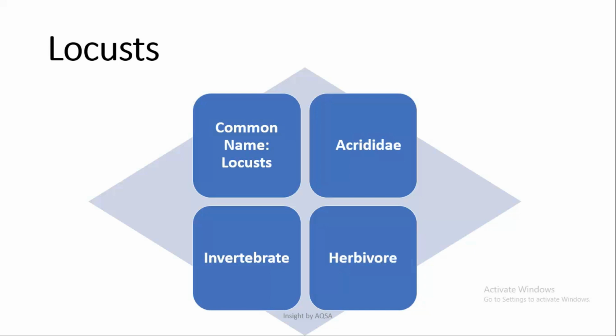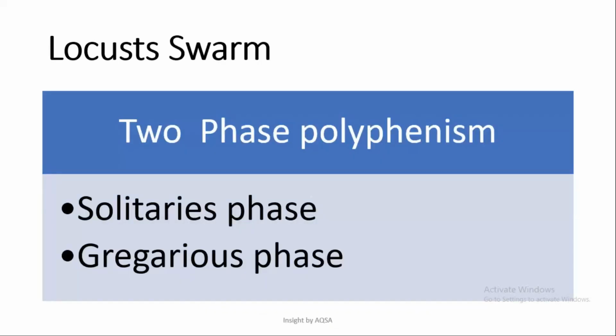Locusts are grasshopper-like insects that belong to the Acrididae family. These grasshopper-like insects are herbivores and invertebrates. These insects have a potential migration ability due to strong wings. These locusts have a characteristic phase alternation phenomenon called polyphenism.